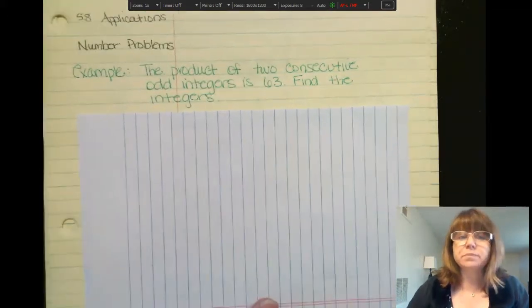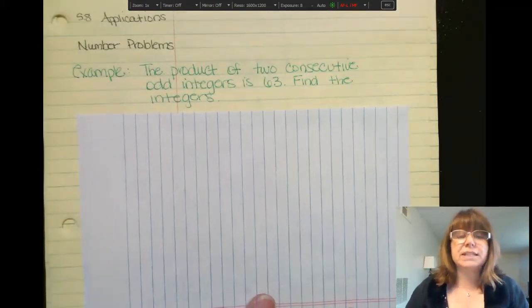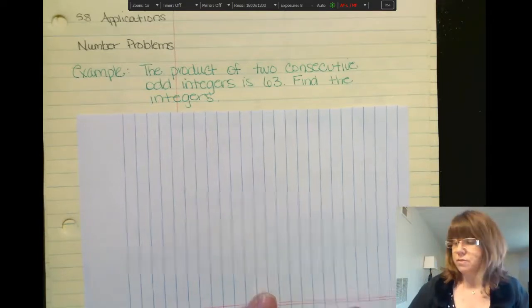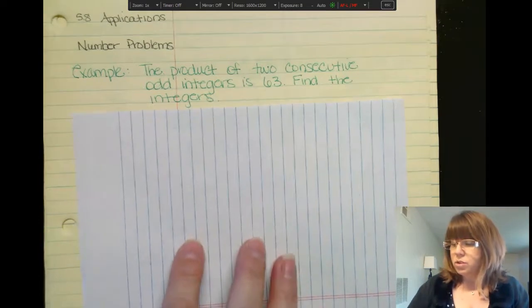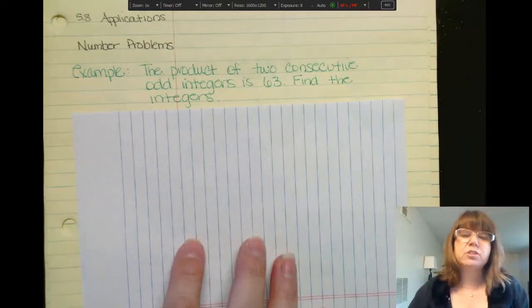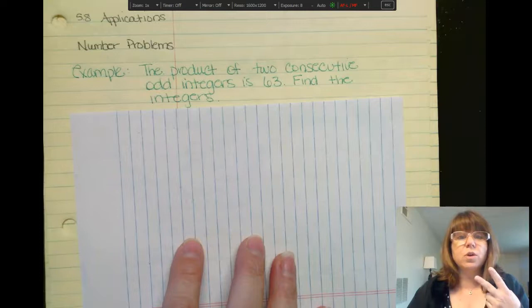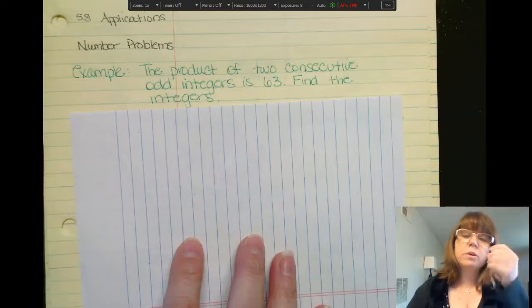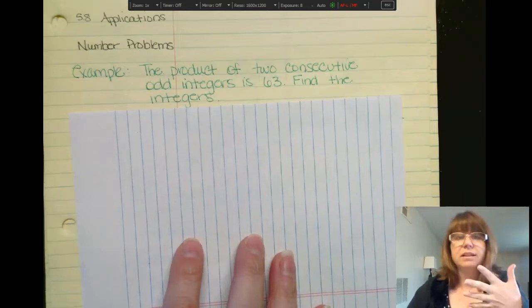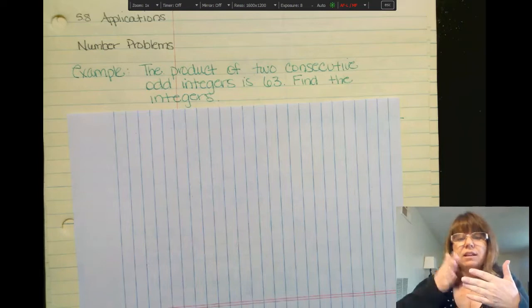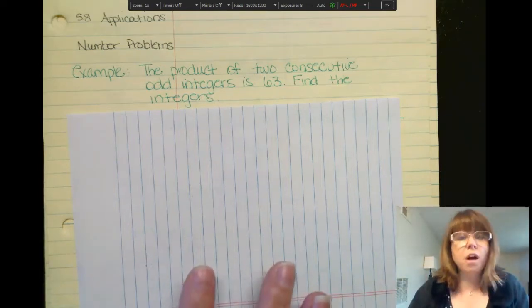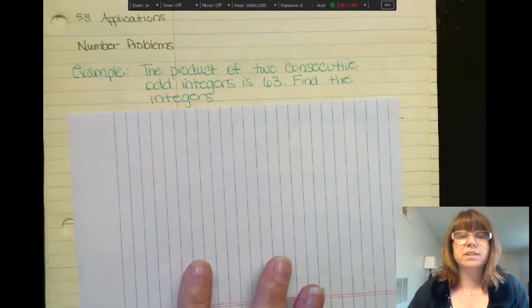For example, the product of two consecutive odd integers is 63. Find the integers. So the product of two consecutive odd integers would be an x and an x plus 2, because we need to skip one. I don't know what my first one is, so I'm just going to call it x. But my second consecutive odd integer is going to be x plus 2. The product of those two numbers is 63.